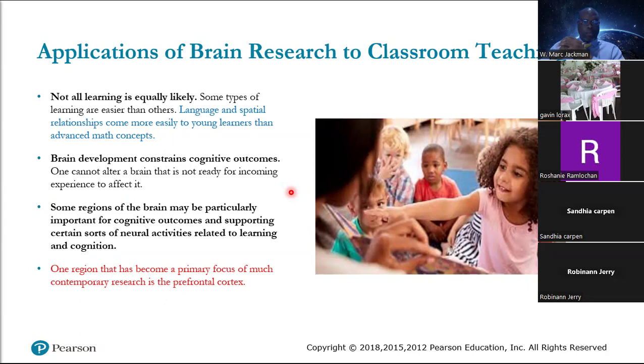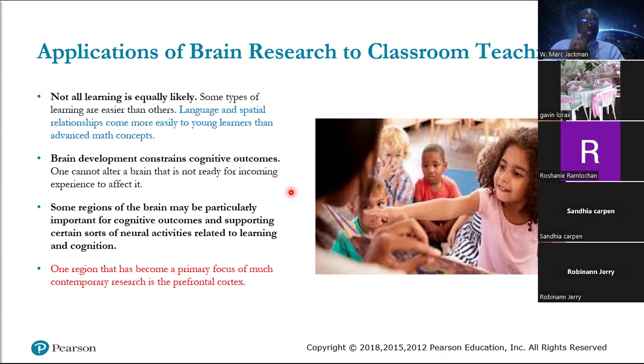One cannot alter a brain that is not ready for incoming experience to affect it. So readiness in learning is very, very important. Brain development constrains cognitive outcomes. So you can try as much as you want to teach a more mature child language who has not had the foundation for it, and it will be much more difficult than with a brain that is still developing and forming.